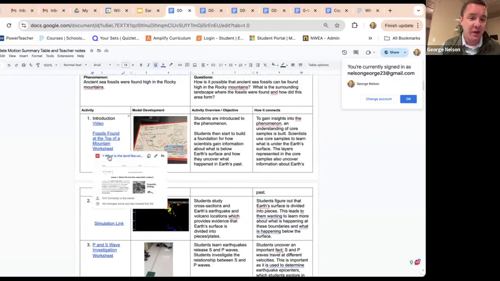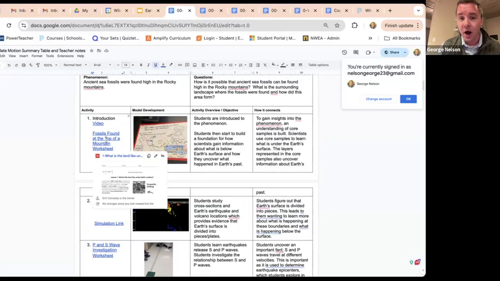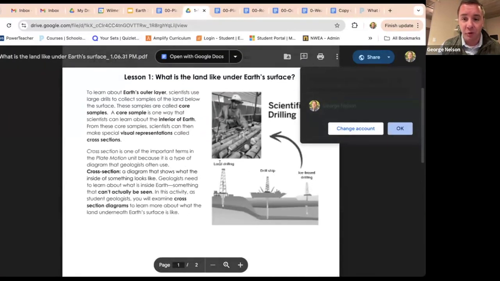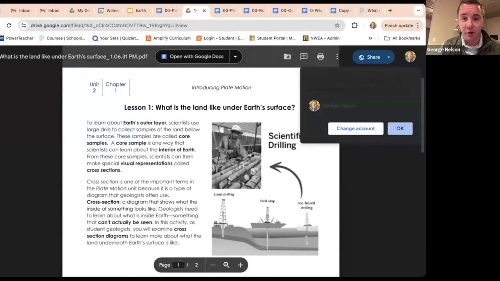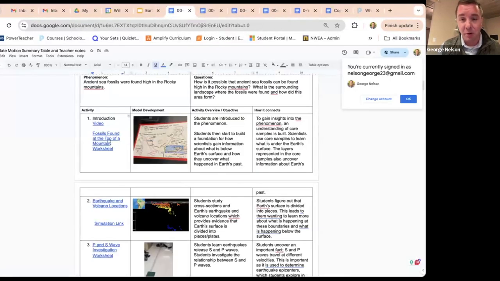The first activity of the first unit is where they talk about core sampling. They talk about what core samples are and how we can look into the Earth's history to begin. Like, if these ancient sea fossils are millions of years old, how do we know that?